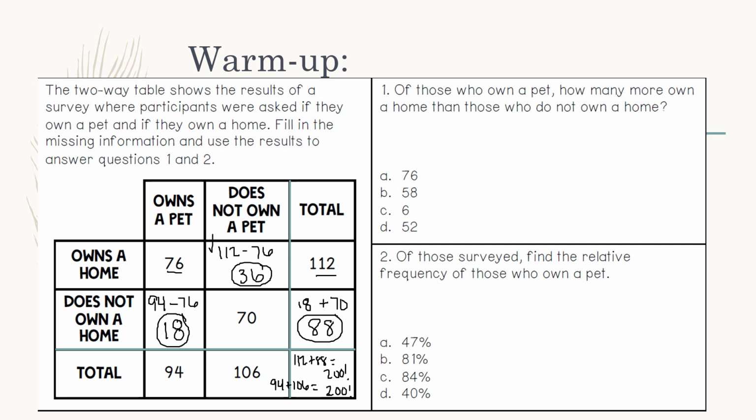All right, let's go up and answer question number 1 right there. That is a messy arrow. We will live. All right. Of those who own a pet, how many more own a home than those who do not own a home? So owns a pet, owns a home, 76.